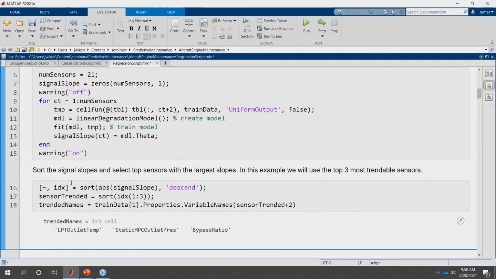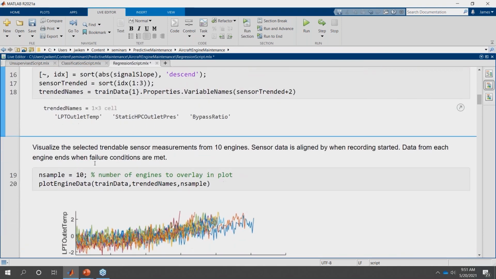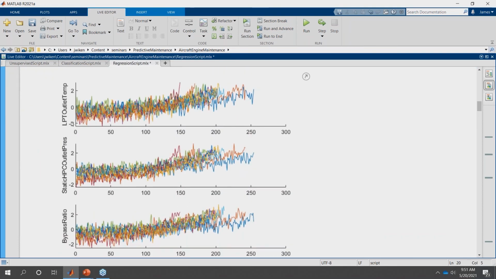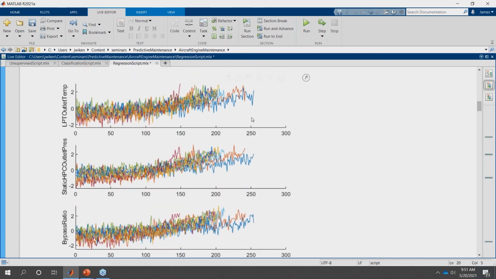This time we're going to do it numerically. Essentially, we're fitting these all to a linear model and then just calculating the slope out of that model and pulling up the things with the highest slope, right? The most change over time, because those contain the most amount of information for us. So these are the top three here: the low pressure turbine output temperature, the static high pressure compressor outlet pressure, and the bypass ratio. These have the greatest slope over the life cycle of these systems. Okay. So this is the same thing that we did before. We just did it visually before, where we looked to see if trends existed. This time we're doing it numerically and just pulling out a subset of them.